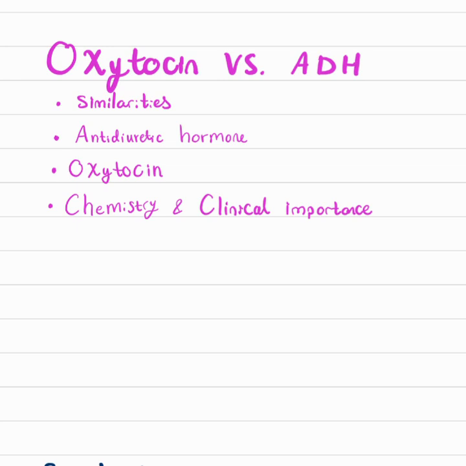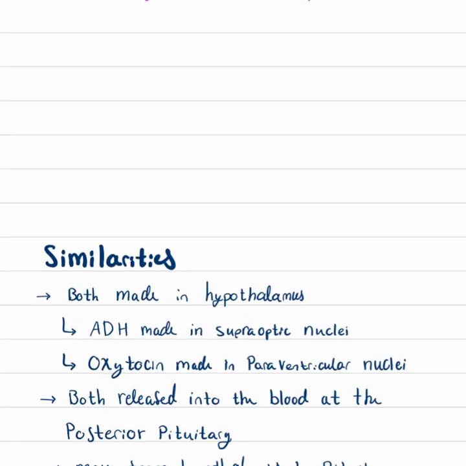I recently came across this really cool concept that oxytocin and ADH are really similar, and so that oxytocin can act as an antidiuretic and ADH can stimulate smooth muscle contractions. And so I just wanted to go over some of their similarities and each hormone and what it does, and then their chemistry and the clinical importance of what they do.